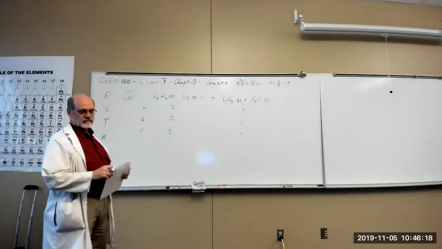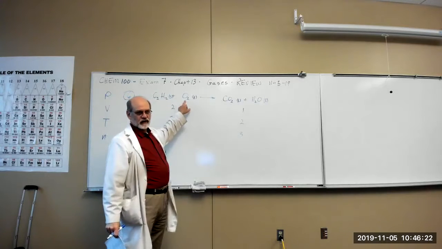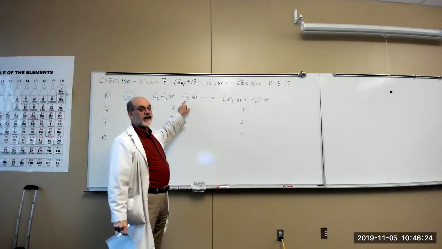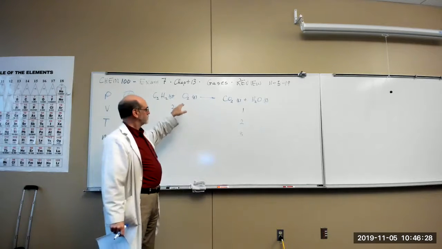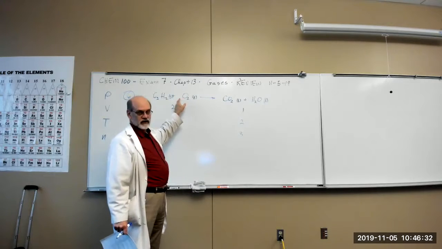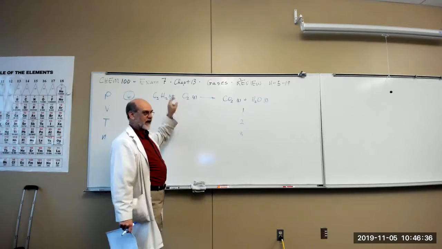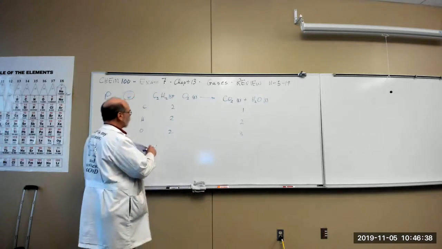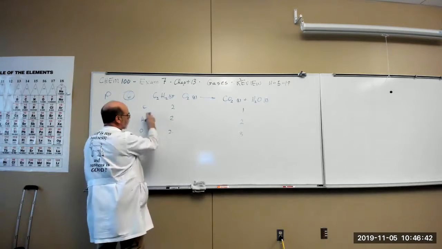So what rule do we follow first? We don't touch single elements. Save them for last. Why? Because if you have to put a coefficient in front of this one, it only changes that one. It doesn't change anything else. So you save that one for last. So let's go to the one that needs to be changed first. Since oxygen is off limits, we'll go to carbon.